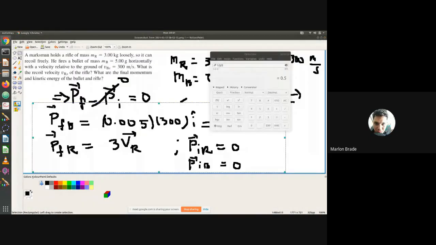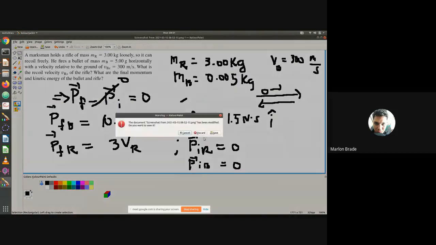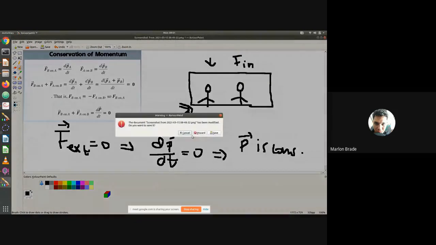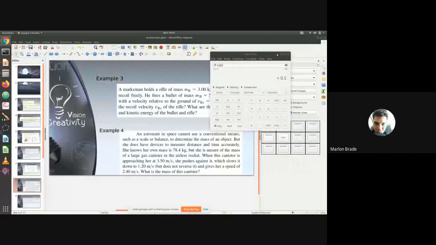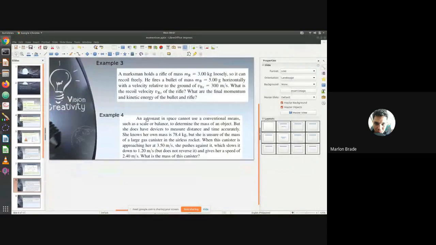So let's have one more example. Okay, I'll delete this so you can see the video. So okay, next is: an astronaut in space cannot use a conventional means such as scale or balance to determine the mass of an object, but she does have devices to measure the distance and time accurately. She knows her own mass is 78.4 kilogram, but she is unsure.